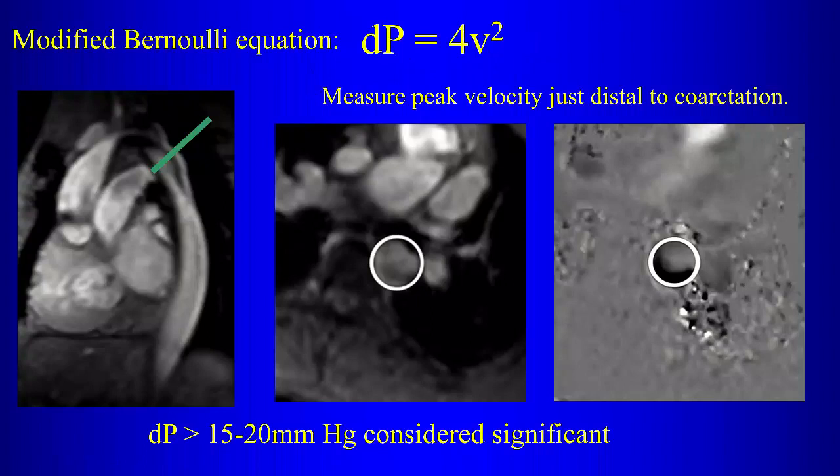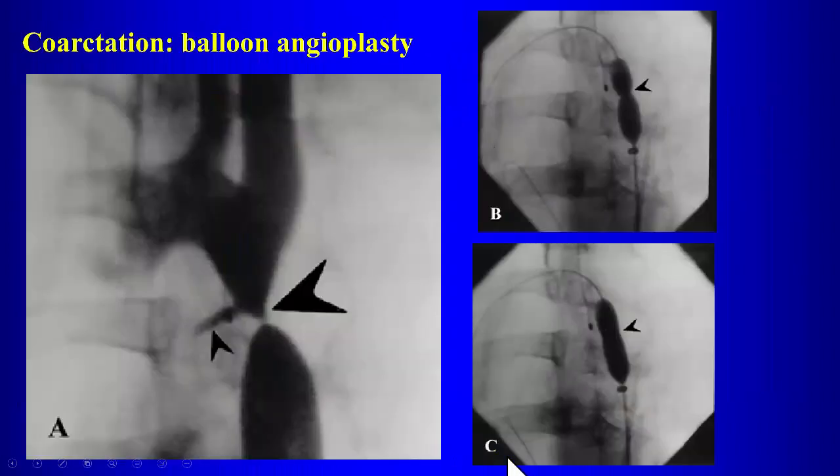They do ask you this. They will give you a peak velocity and they will ask you what's the pressure gradient. So you have to know this. Okay? If it's greater than 15 to 20 millimeters, that's considered a significant gradient. So that's another way of describing the obstruction there, how severe the obstruction is.